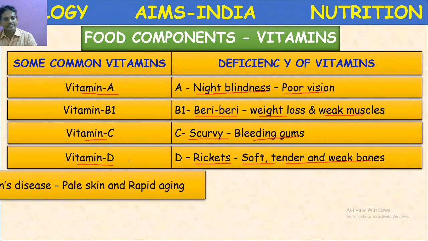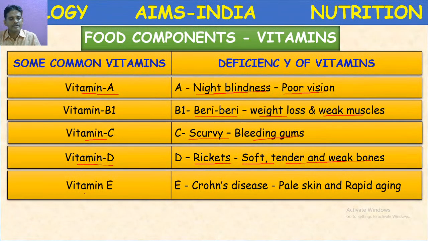Next, vitamin E. Vitamin E deficiency leads to one disease called Crohn's disease. The symptoms are pale skin and rapid aging, meaning the person looks older than his age. The Crohn's disease is a chronic inflammatory bowel disease. It particularly affects the lining of the digestive tract, so that food materials may not be digested properly, which leads to malnutrition.